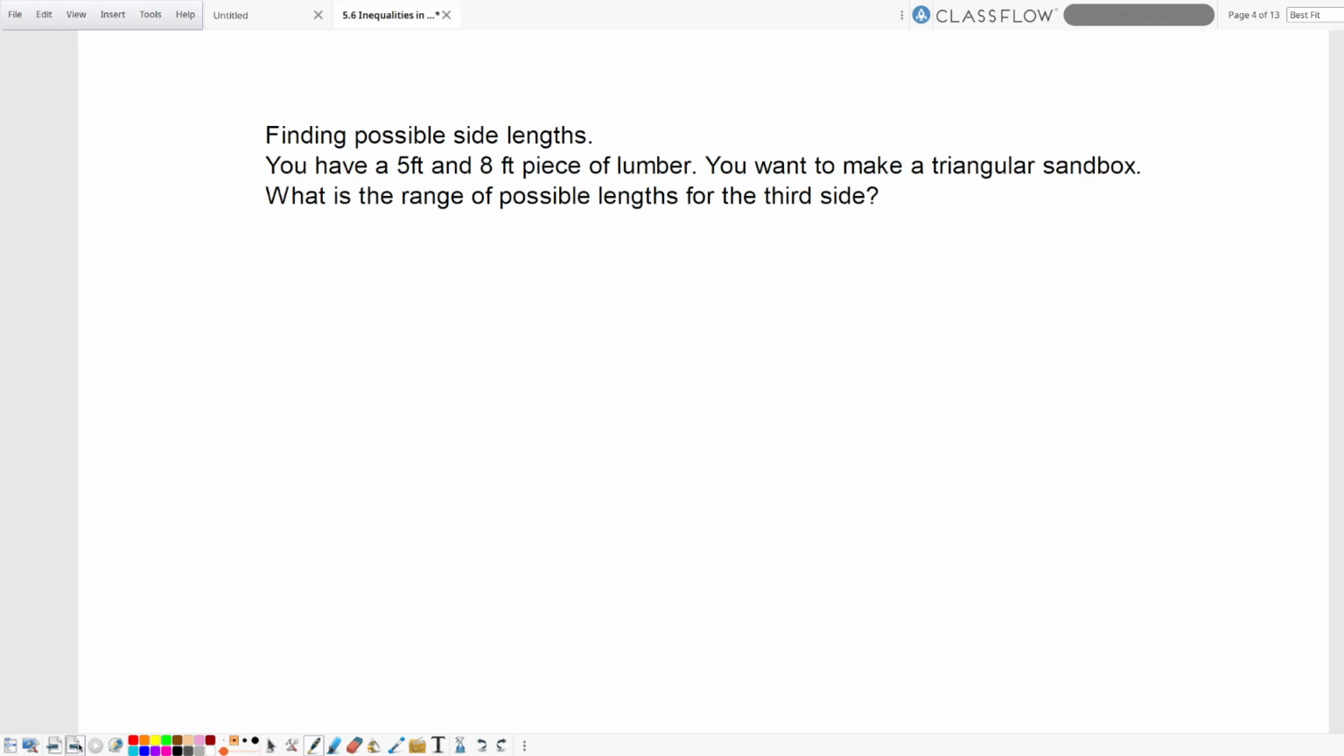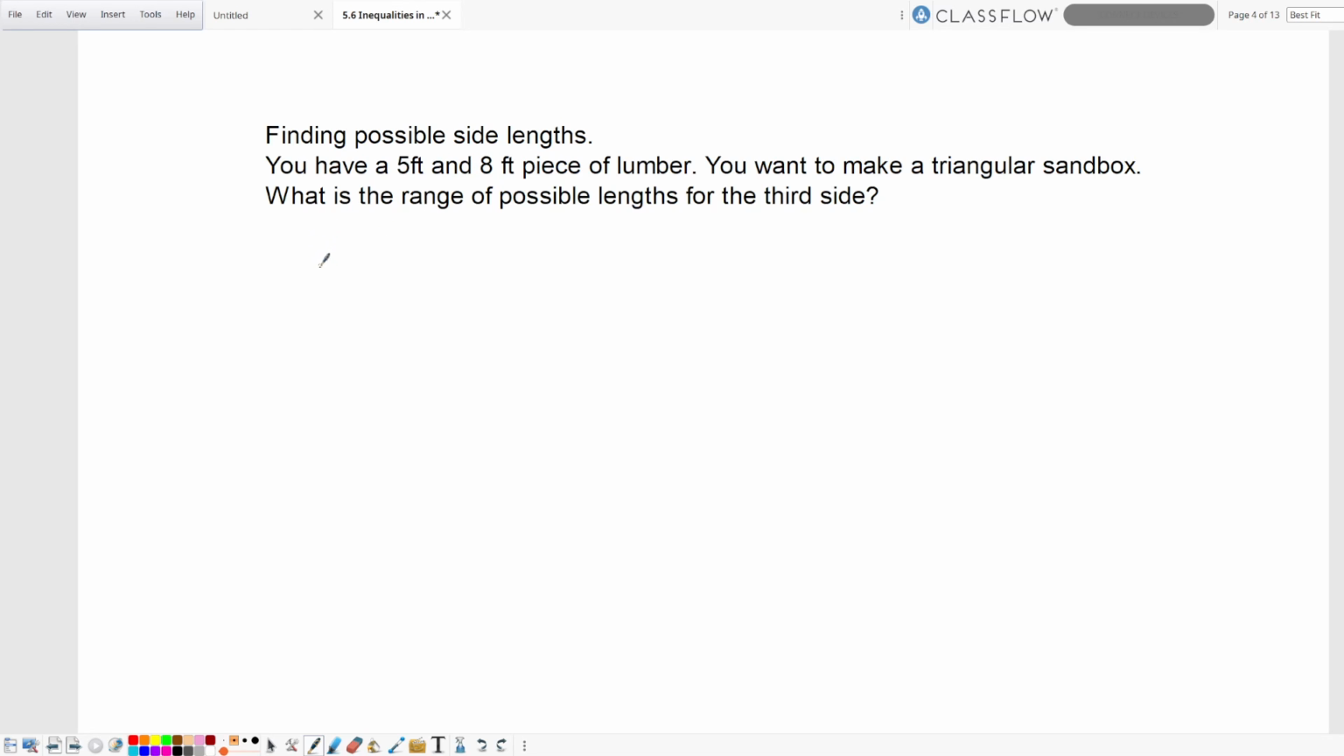So now, let's say that I want to find out what the range of possible side lengths would be. So let's say I'm trying to build a triangular sandbox. I have a 5-foot and an 8-foot piece of lumber. I am trying to find what the possible sides are that would allow me to make a triangular sandbox. So what I need to find out is the maximum and the minimum values. So what's the largest and the smallest?